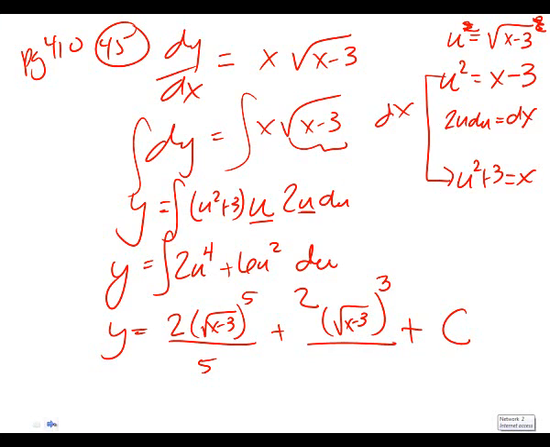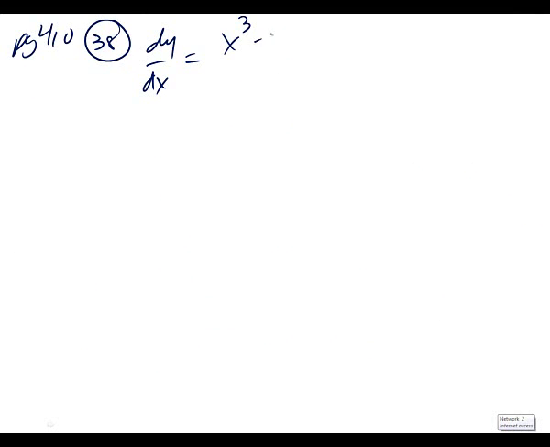38. 38 from the same page? Yeah. So page 410, number 38. All right, so 38 says we're finding the general solution again. We've got dy dx equals x cubed minus 4x. I'm going to take this and move it to the other side. So dy equals x cubed minus 4x dx.